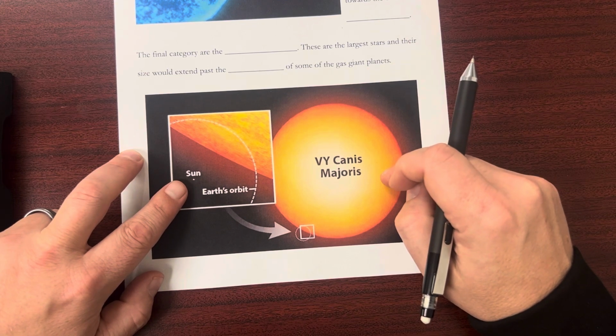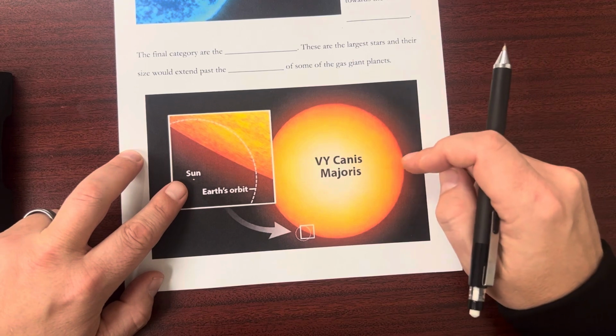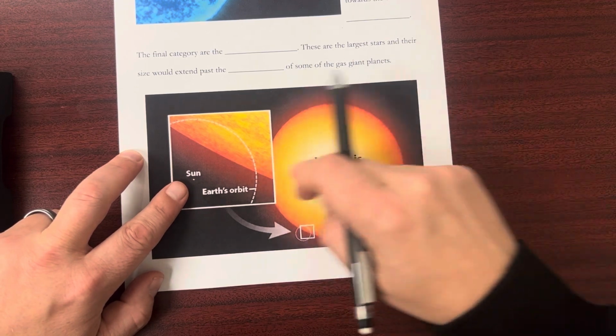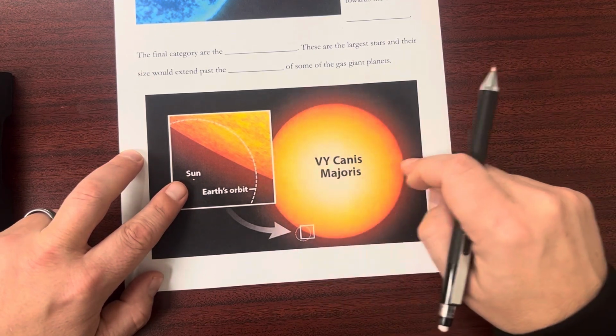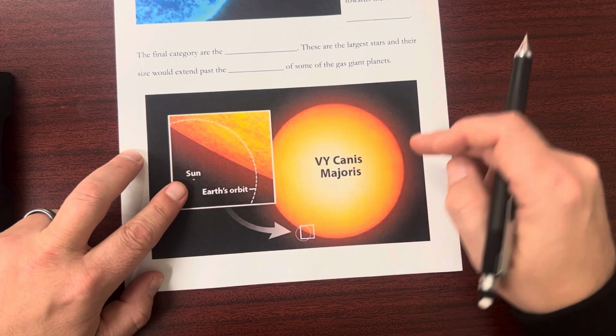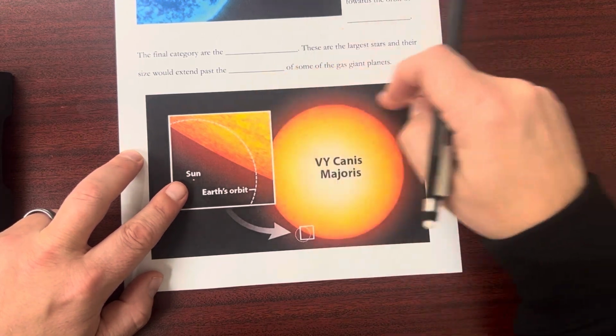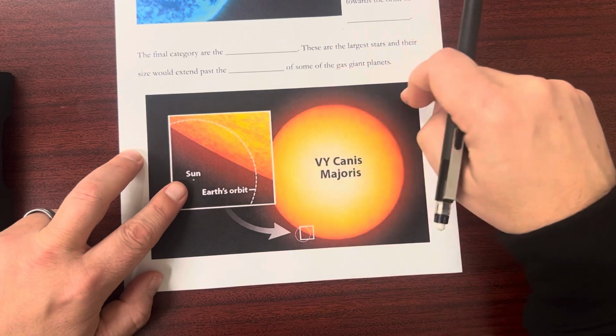This is huge. This means light just to travel from one end of the star to the other would take many hours going at the speed of light. That's how big this thing is. It would take hours for light to traverse it going across.